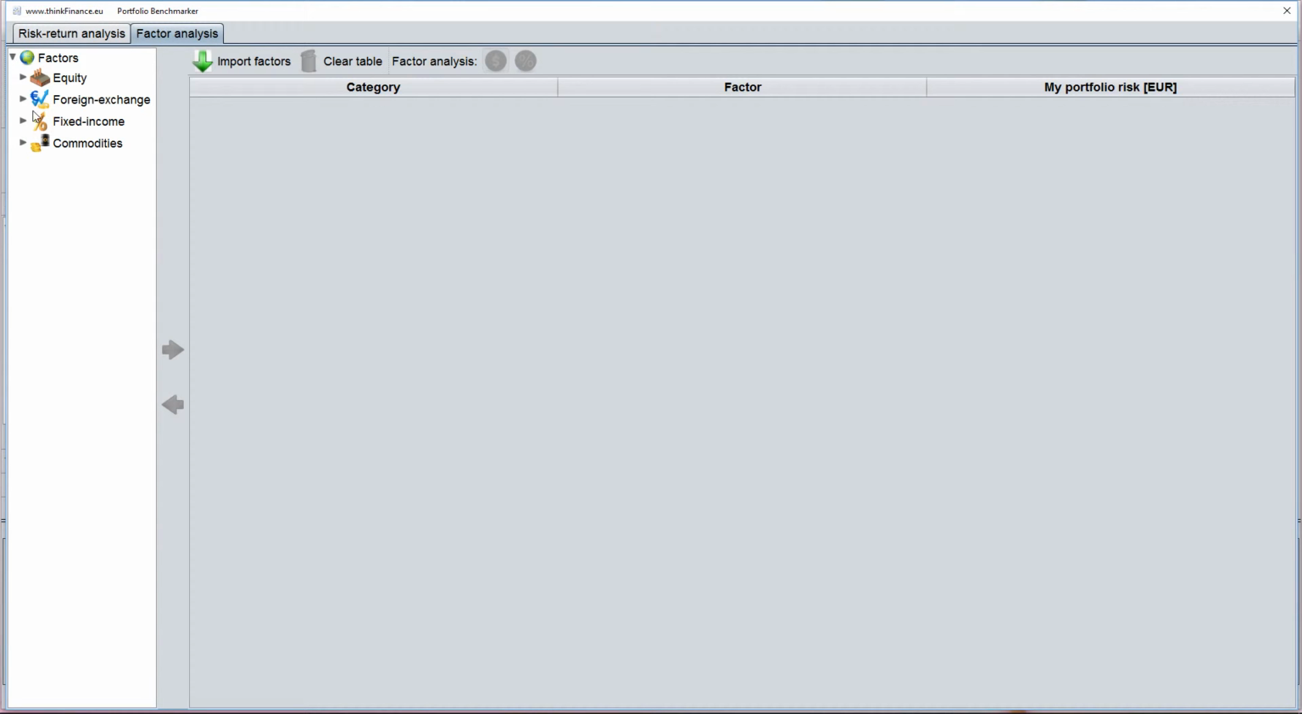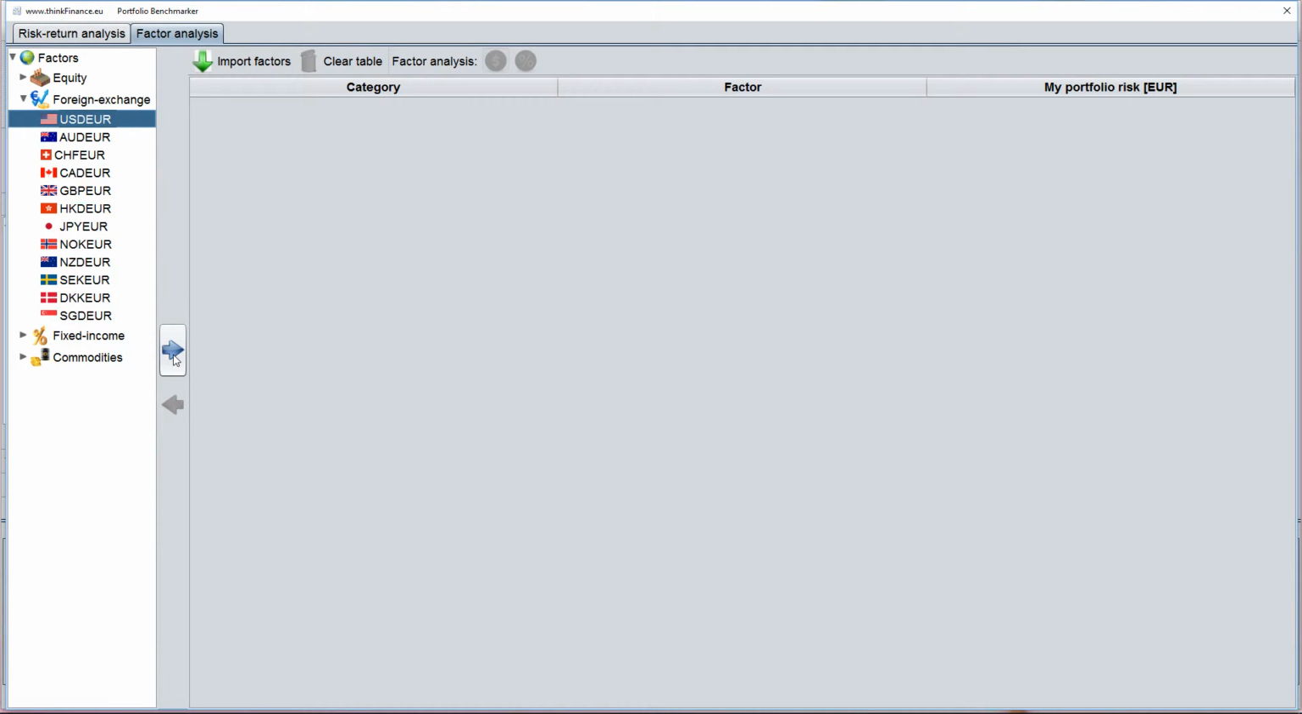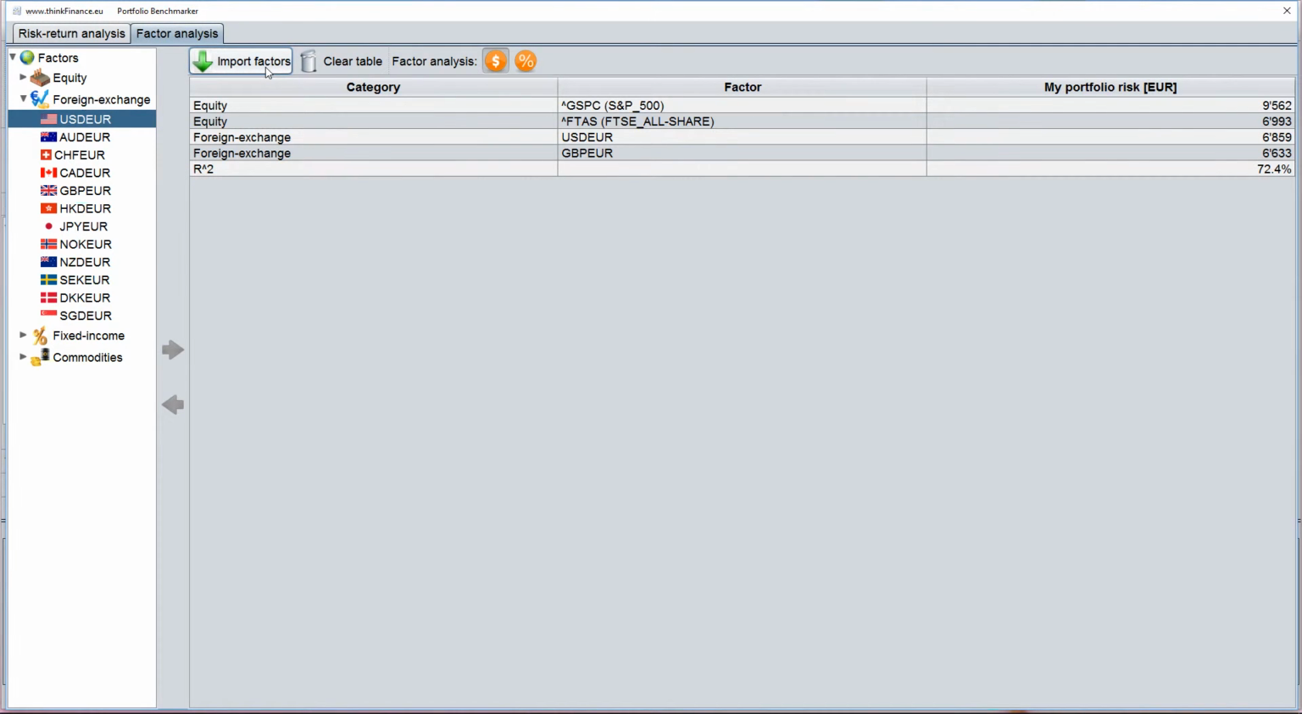For example, if you want to use a certain exchange rate, you can choose the exchange rate here and import it as a risk factor into the factor analysis. The second way of using it is you let thinkFinance do the job. So you let thinkFinance find all the relevant risk factors that drive the risk of your portfolio. So let's do that. All you have to do is you click on Import Factors, and thinkFinance finds those market risk factors that drive the risk of your portfolio. And those factors are displayed here.